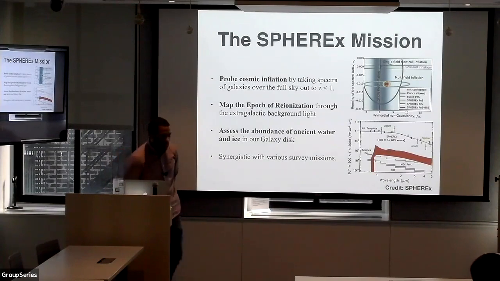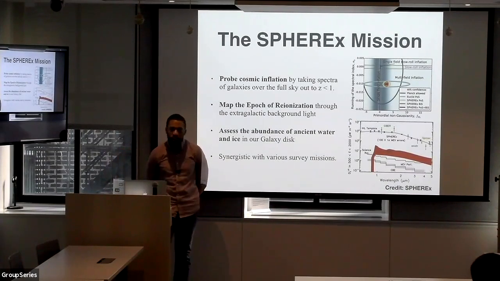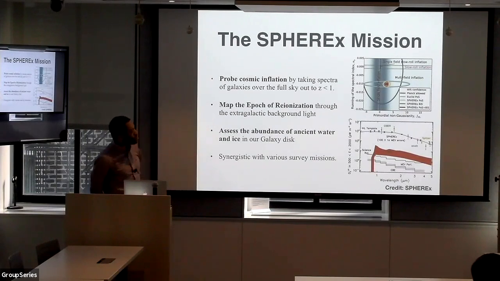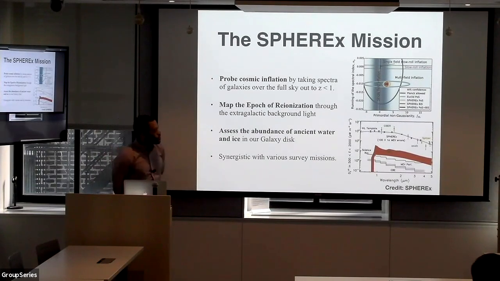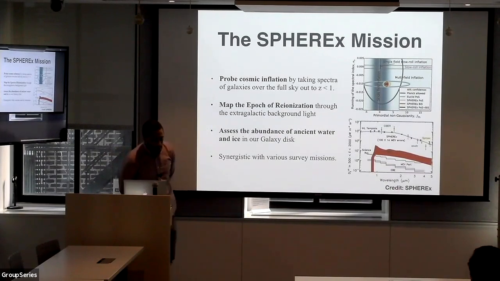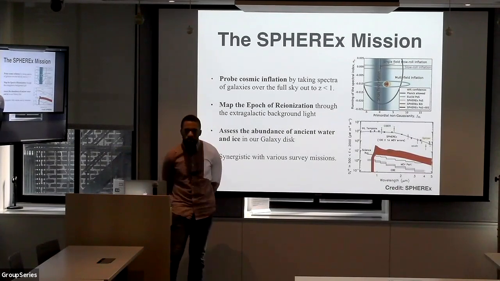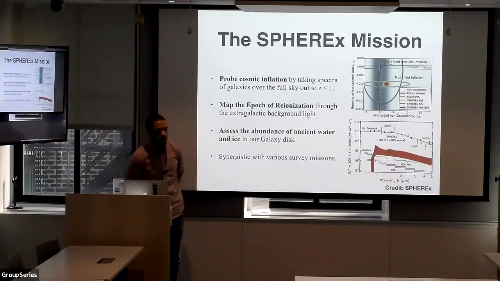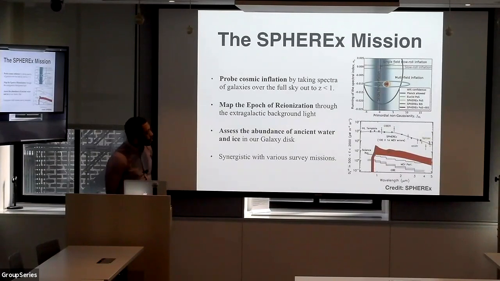The second survey is going to be a 200 square degree survey at the zenith of Earth, and we're going to use that to measure the extragalactic background light from the epoch of reionization. And so the idea is that we learn more about stellar evolution in that epoch through SPHEREx.